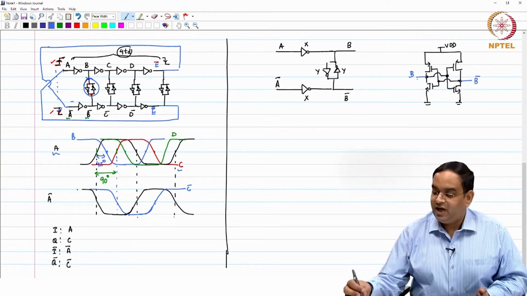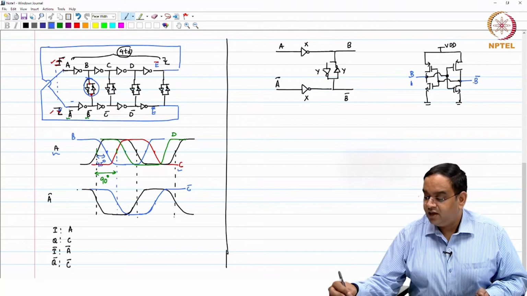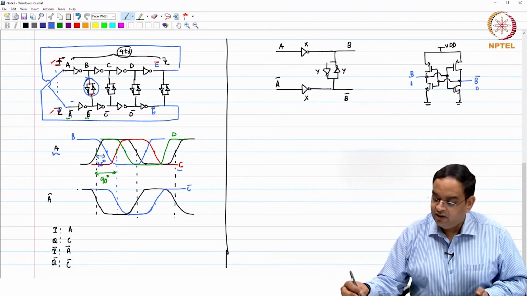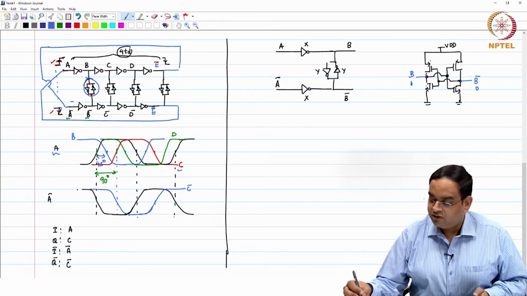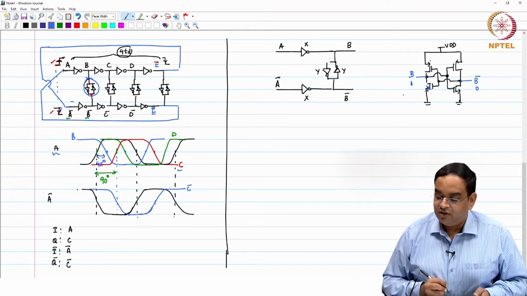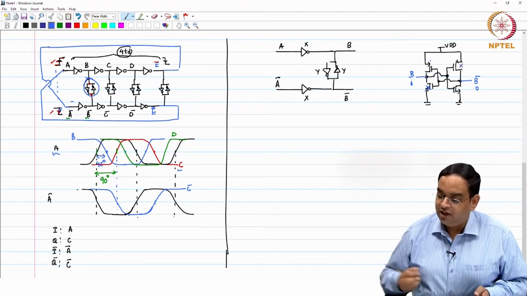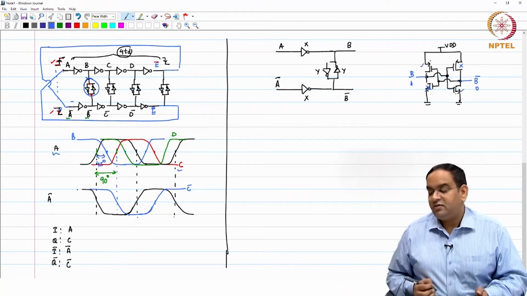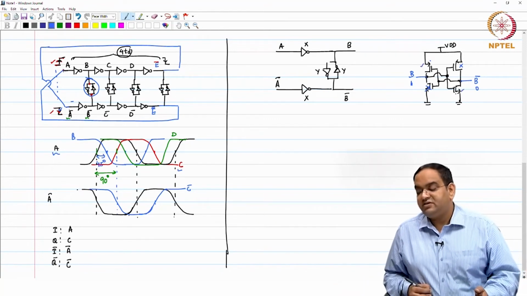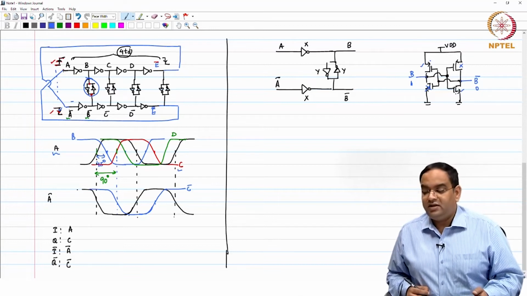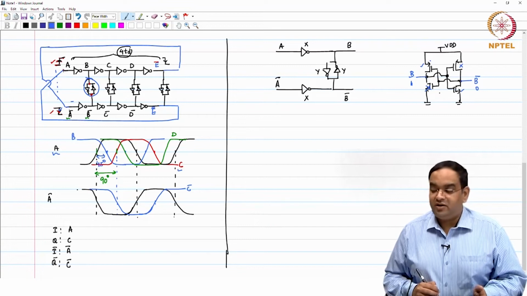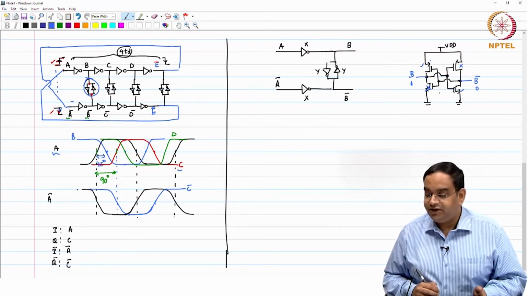So, when you have, let us say, B as 1 and B bar as 0, your NMOS is turned off and this PMOS is turned off. And these two MOSFETs are turned off because the output VDS is equal to 0, but the other ones, NMOS and PMOS, are turned off because their gate overdrive is less than 0.